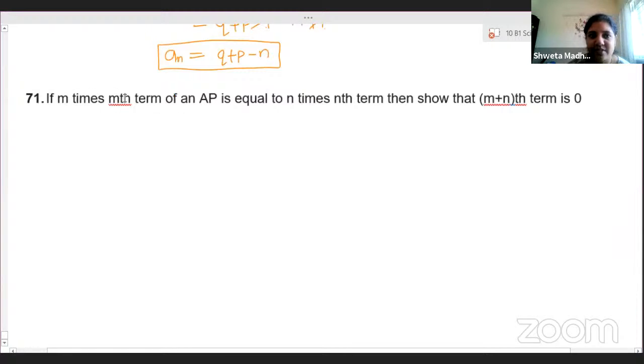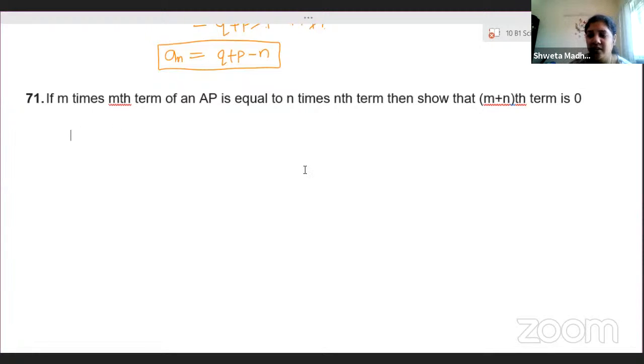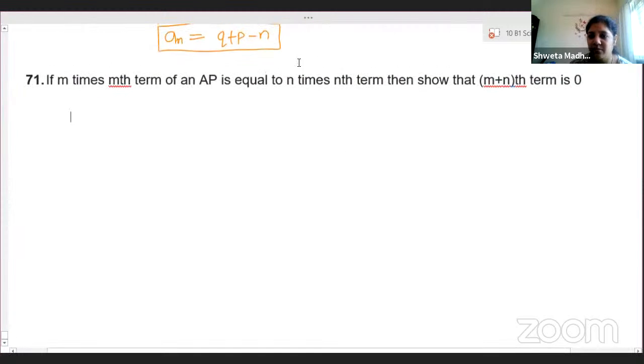The m times the mth term of an AP is equal to n times the nth term. We have solved such a question number-wise: 10 times the 10th term is equal to 15 times the 15th term. Then show that the (m plus n)th term, that is 10 plus 15, the 25th term, is 0. You solved such a question, right? Yes, ma'am. It is a similar question in terms of m and n. M and n are any real numbers, so it is a general question. That means it will happen with any m, any n. So what they have given here is m times the mth term.